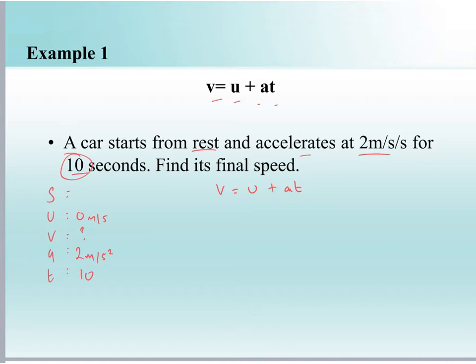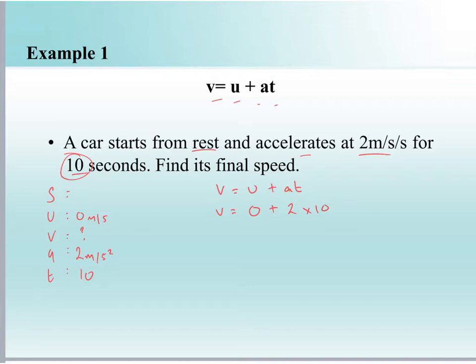Now, in this case, we're solving for V, which is handy, really, because V is on this side of the equation, so no rearranging required. V equals U, well, my U is 0, right? My initial velocity is 0, plus A. My A is 2, and my T is 10. So it's 2 times 10.